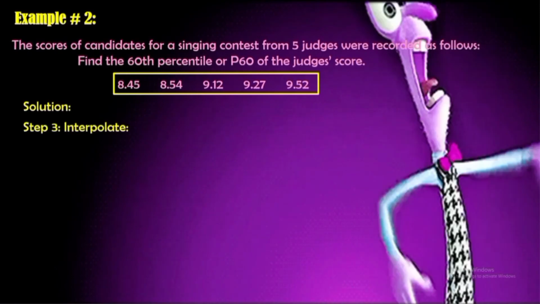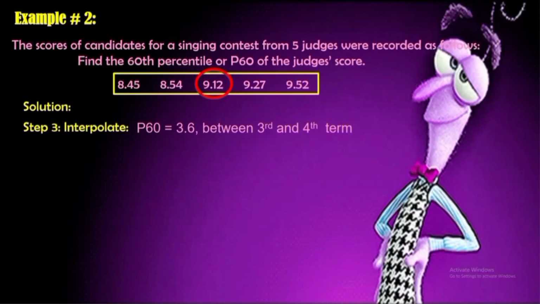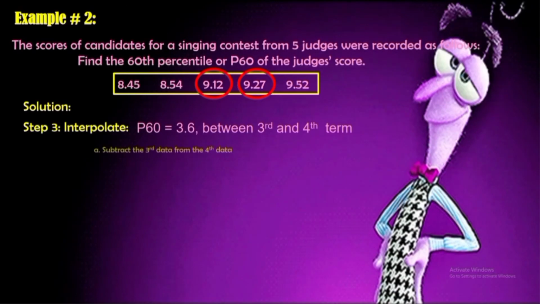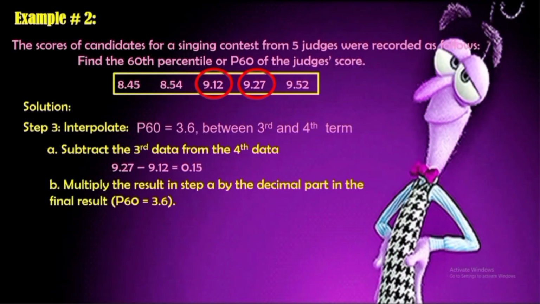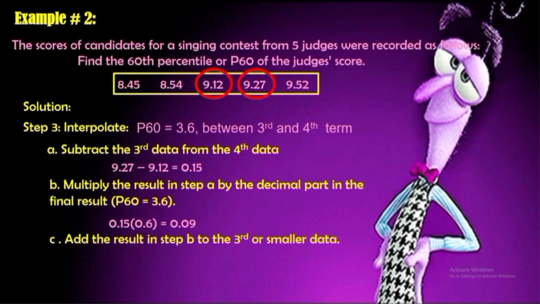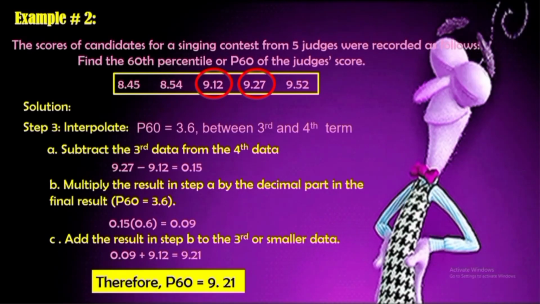Step 3. Interpolate. 60th percentile is equal to 3.6, between the 3rd and 4th term. Subtract the 3rd data from the 4th data. 9.27 minus 9.12 is 0.15. Multiply the result in step A by the decimal part in the final result. 0.15 times 0.6 is 0.09. Add the result in step B to the 3rd or smaller data. 0.09 plus 9.12 is equal to 9.21. Therefore, the 60th percentile is 9.21.